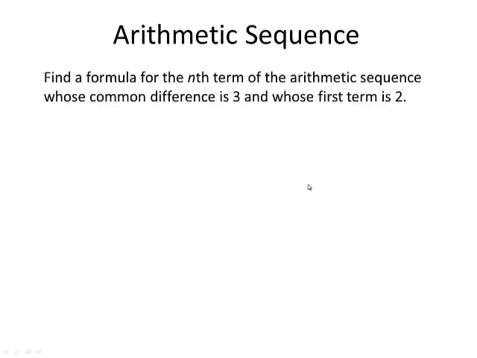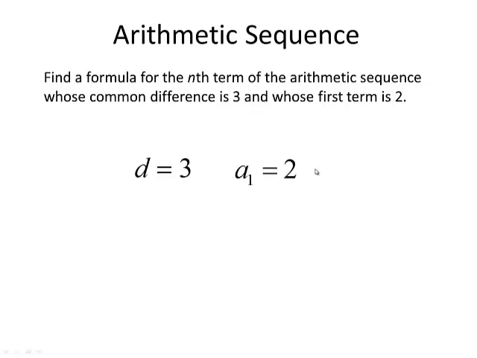Okay, d is your common difference. Find a formula for the nth term of the arithmetic sequence whose common difference is 3 and whose first term is 2. So what did they just give you? They gave you the first term, which is a sub 1, and they gave you the common difference, which is d. So d is 3 and a sub 1 is 2.